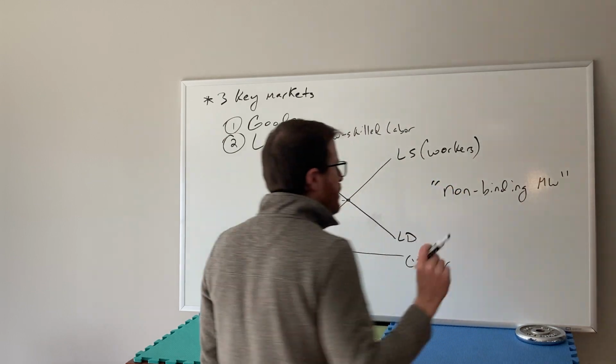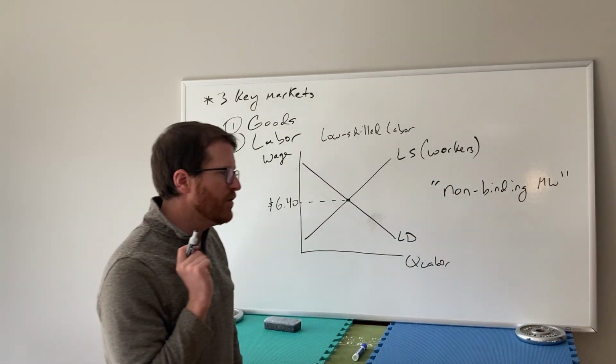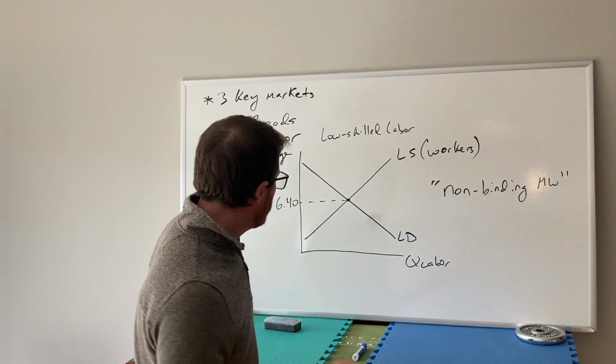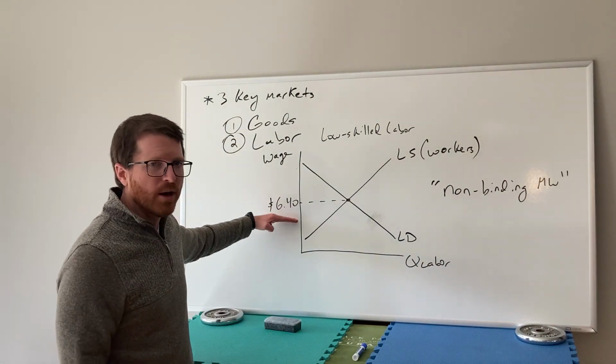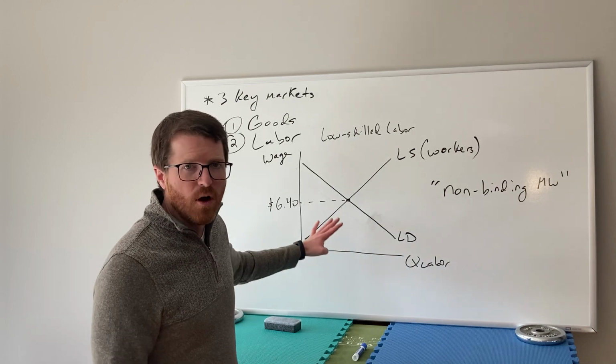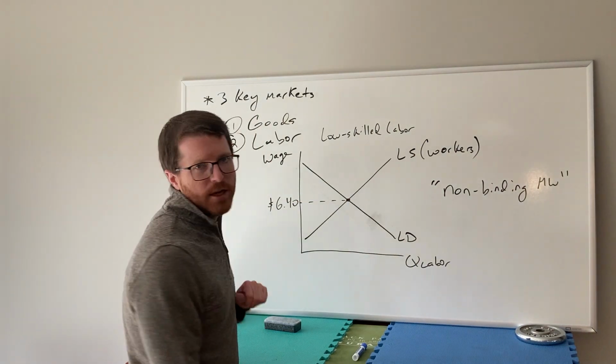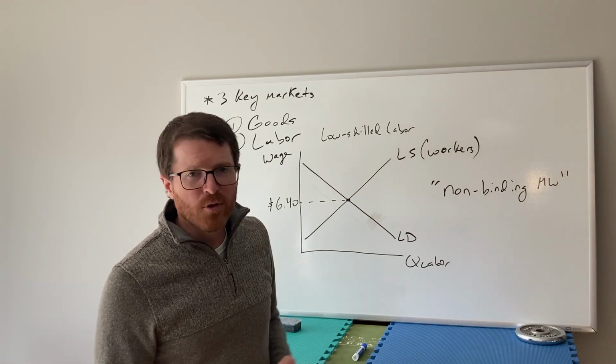All right, a non-binding minimum wage is a minimum wage that does not affect any behaviors, okay? So if you place a $4 minimum wage on this market, I'm not even going to draw it up here, there's nothing to draw. The market will simply ignore that minimum wage and operate at equilibrium. Sometimes students don't believe this.